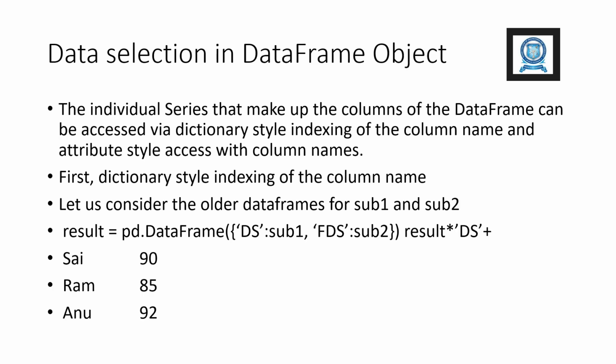Data selection in DataFrame object. The individual Series that make up the columns of the DataFrame can be accessed via dictionary-style indexing of the column name and attribute-style access with column names. First, dictionary-style indexing of the column name. Let us consider the two DataFrames for subject 1 and subject 2. Result is equal to pd.DataFrame of 'ds' colon subject 1, 'fds' colon subject 2. result['ds'] gives the output like this on the screen: the names and their corresponding subject 1 marks, Ram 85 and Anu 92.